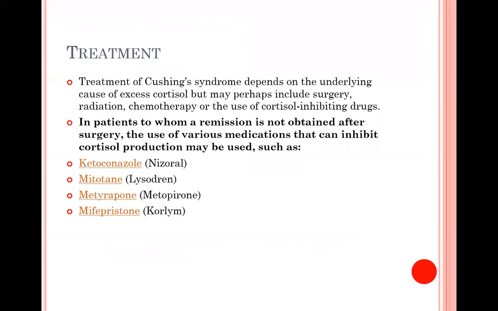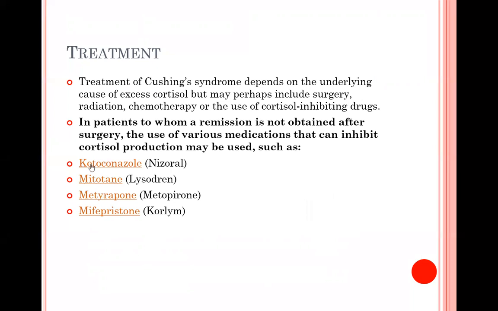Okay, so treatment of Cushing syndrome depends on the underlying cause. If they have a tumor, obviously they're going to have some kind of treatment like surgery, radiation, or chemotherapy. They're going to do something to inhibit that cortisol production. In patients in whom remission is not obtained after surgery, there are various medications that inhibit the production of cortisol. And these are some of these medications.